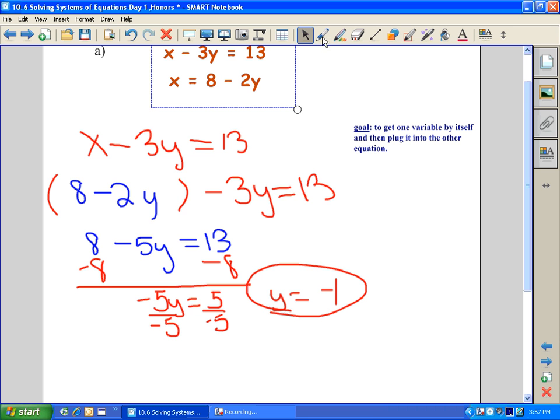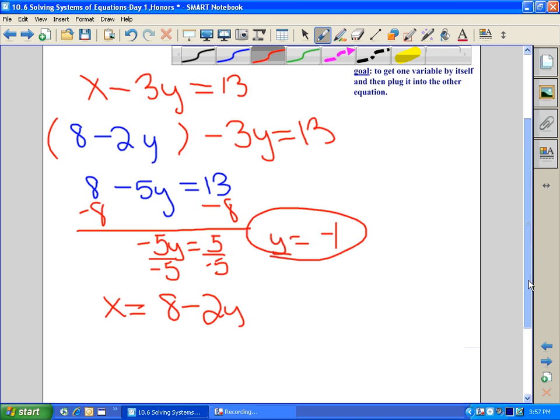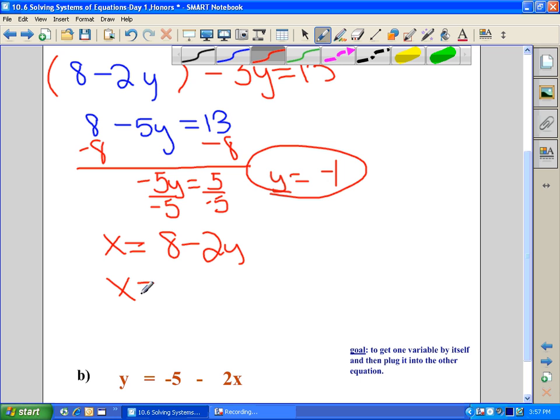So what I'm going to do is write x equals 8 minus 2y. And wherever I see a y, I'm going to put in negative 1. So I'm going to go x equals 8 minus 2. Put a negative 1 in there. Hopefully I remember my rules here, that this is going to be the same thing as 8 plus 2. And how did I get a plus 2? Negative times a negative, positive. So x equals 10.